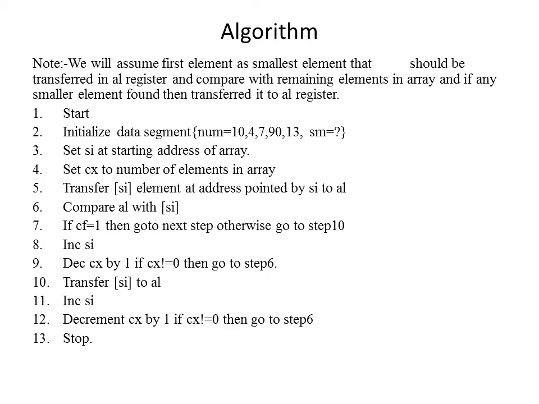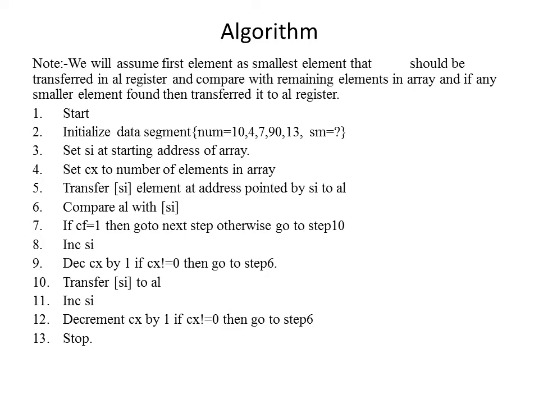If the carry flag is not set, then we have to transfer the smallest element which is not in AL, that is present in the address pointed by SI. So we have to transfer that element from that address to the AL register. That is the concept. And every time we have to compare AL with the content stored at SI. If AL is smallest, the carry flag will be set. No data transfer. Only need to increment SI so that the next element will get compared with AL.